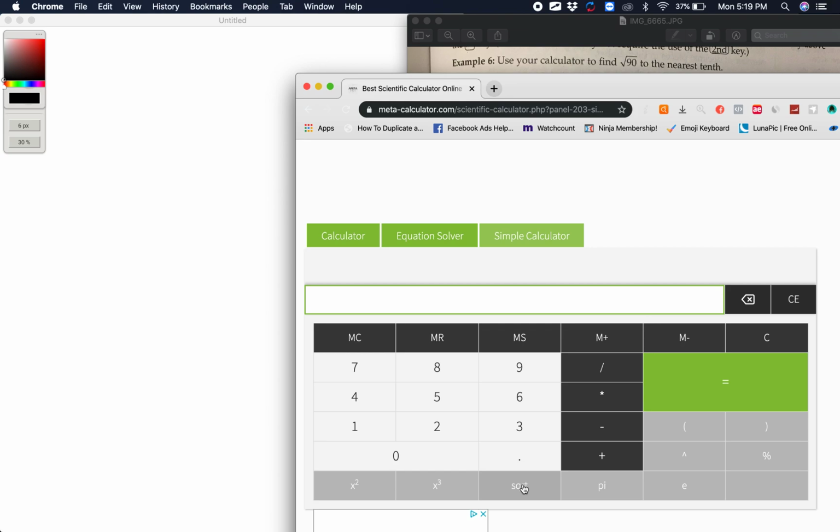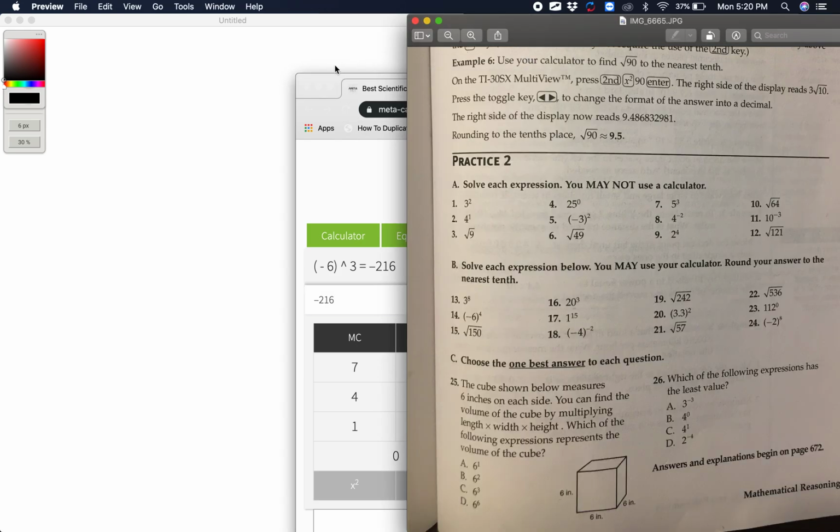I don't know if this calculator will allow for that, but let's see. We have negative 6, close parentheses, to the power of 4 equals 1296. If we were to do negative 6 to the power of 3, we would get negative 216, okay? Alright.